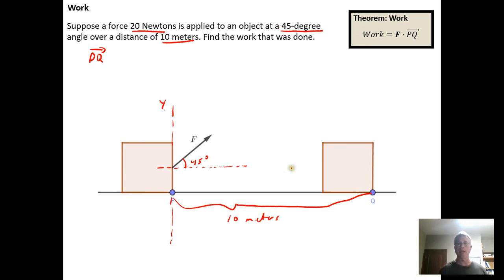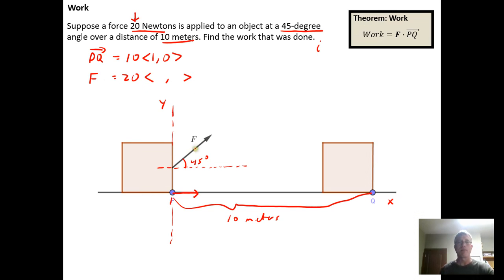If we establish an XY coordinate system, we can say, hey, it's a distance of 10 times, all we need is a unit vector in the direction of motion, and the simplest unit vector in the direction of motion is going to be the vector i, or <1, 0>. So there's our distance vector. And then we just need to come up with the force vector. We know how large the force is. The force is 20 newtons, and we just need to multiply 20 newtons times a unit vector pointing in the correct direction.